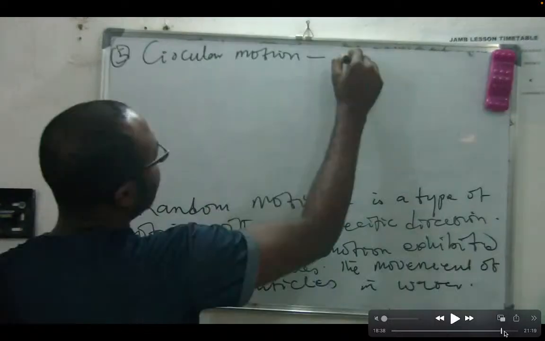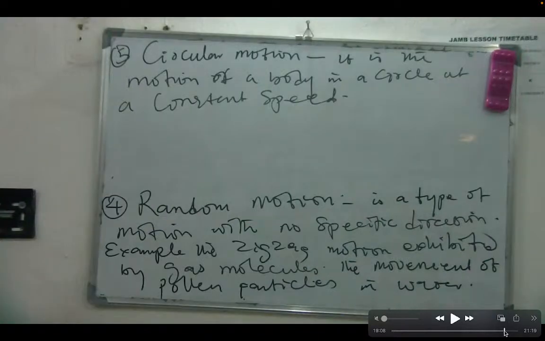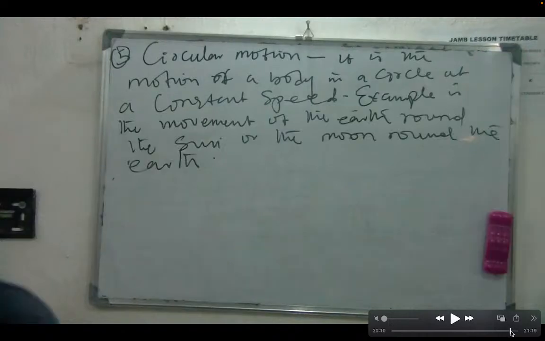Okay, then finally the fifth type of motion is circular motion, which is motion in a circle. Motion in a circle at constant speed. A typical example is the motion of the Earth around the Sun that is done at constant speed. That's why it takes 1 year for the Earth to move around the Sun. Every year it takes 365 days because the Earth is moving at constant speed around the Sun. Very, very important.